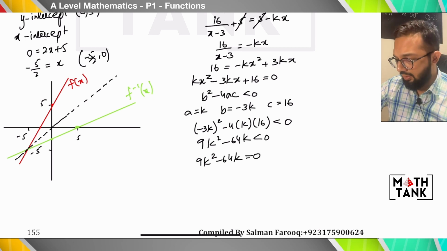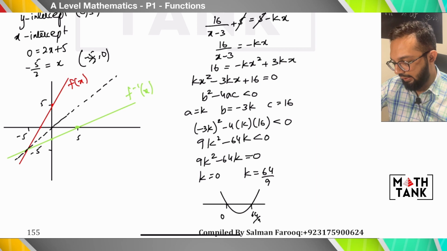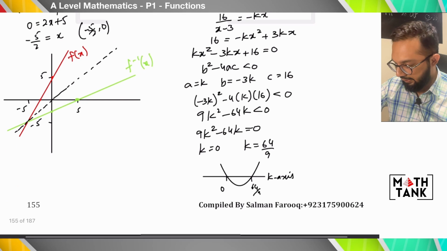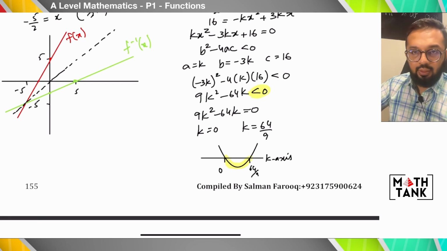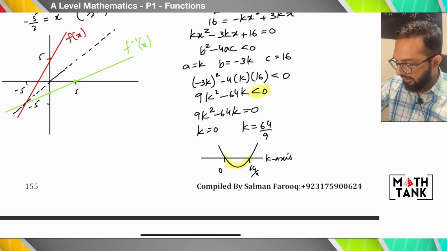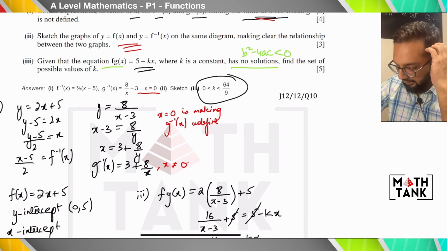Convert it into an equation. Solve for the values of k. k is 0 and k is 64 over 9. Make a small sketch. 0, 64 over 9. This is the k axis. And I want the values that are less than 0. So I'm open for these values. So I'm going to say that k is between 0 and 64 over 9. If I am correct, yes.